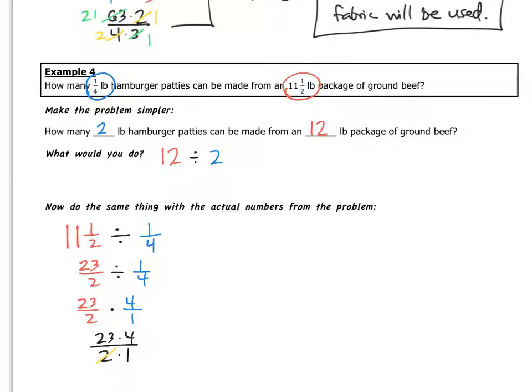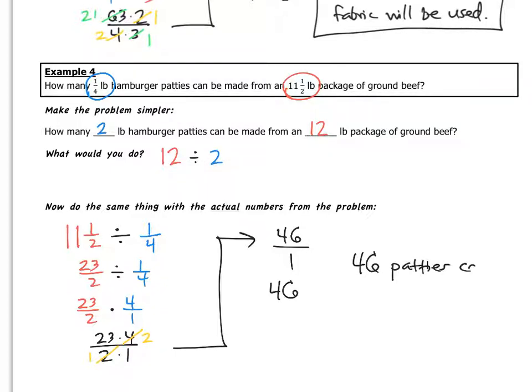I can cancel 2 and 4 to get a 1 and a 2. And so now I have 23 times 2, which is 46, over 1 times 1, which is 1. And 46 over 1 just becomes the whole number 46. So that means that 46 patties can be made.